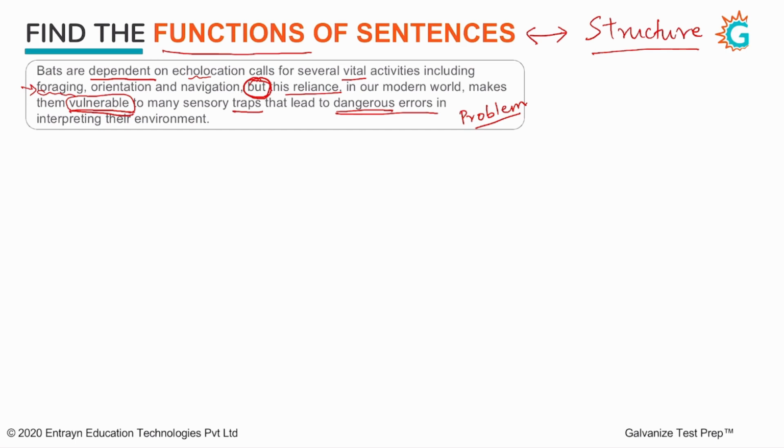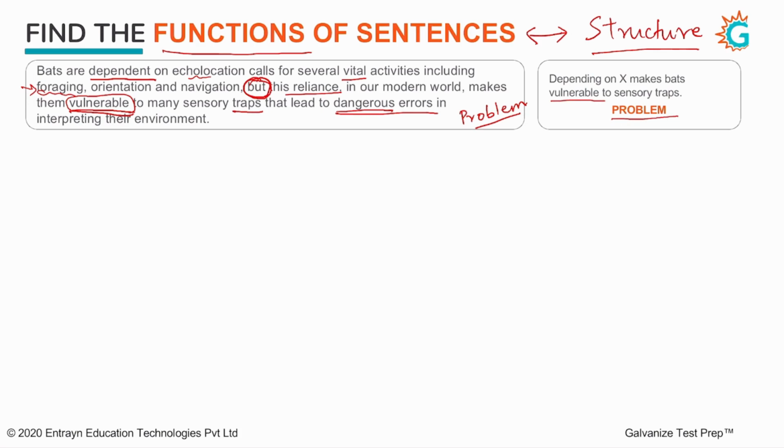So let's get back to our lesson. So far, what do we know? We know that bats are facing a problem, right? This reliance, some kind of dependency, makes bats vulnerable to sensory traps. So we know so far that bats are facing a problem.